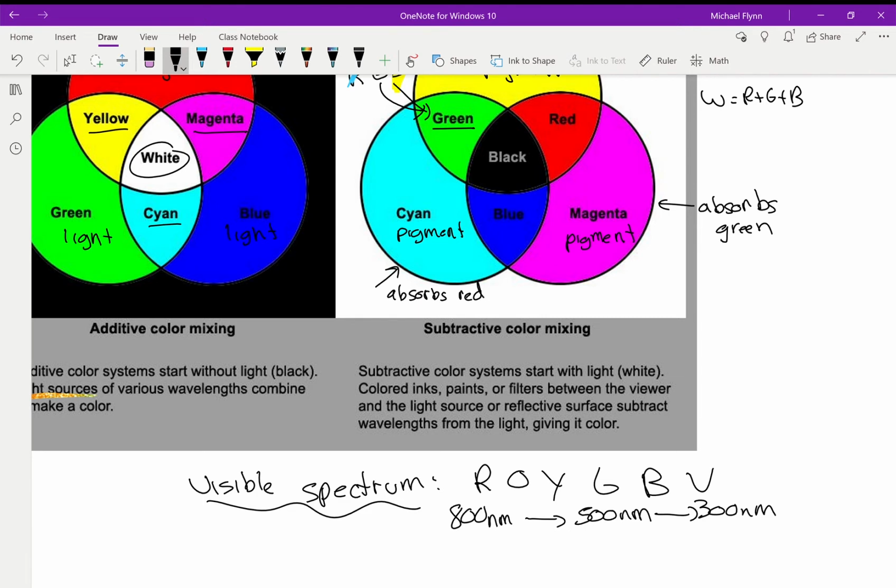And here you can see red, orange, yellow, green, blue, violet. These are the colors of the rainbow, according to wavelength. So we go from longest at red to shortest at violet.